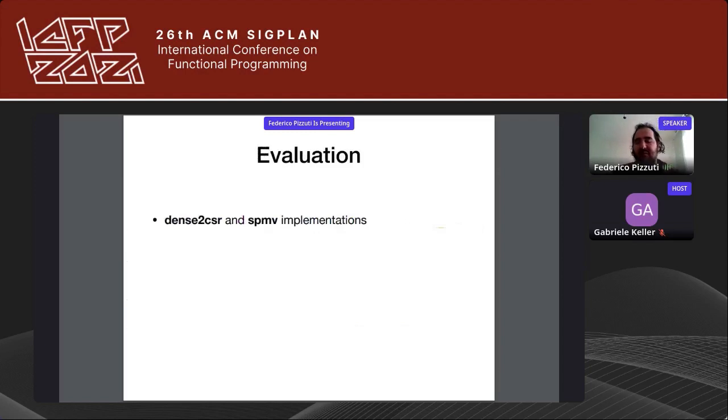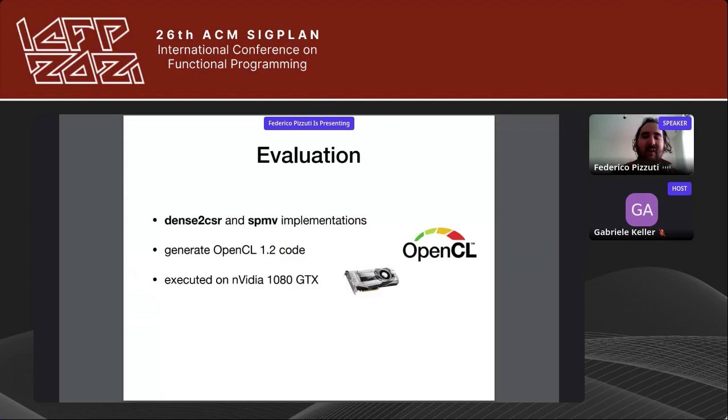So how are we going to evaluate this? This is still functional high performance computing. This is high performance. So for now, we show the results of evaluating dense to CSR and sparse matrix multiplication, the implementations we give in the paper. Our compiler generates OpenCL code, so it targets GPUs. In particular, I've been executing on the NVIDIA 1080 GTX that I have on my desktop computer. The reference implementation is the NVIDIA cuSparse sparse linear algebra library. So it's a state-of-the-art linear algebra library that actually uses CUDA and is native for the GPU. All the graphs I'm going to show you give speedup relative to cuSparse. So all numbers are on the baseline of cuSparse.